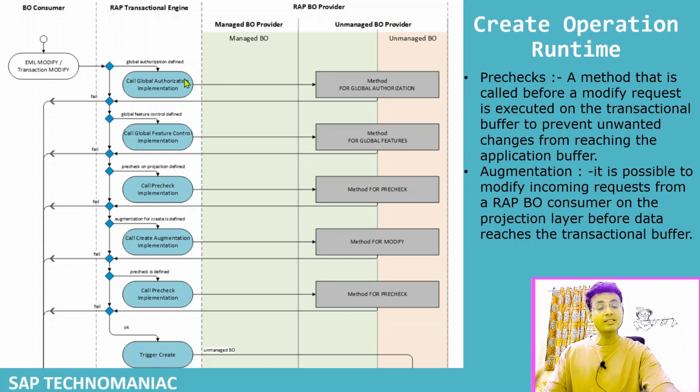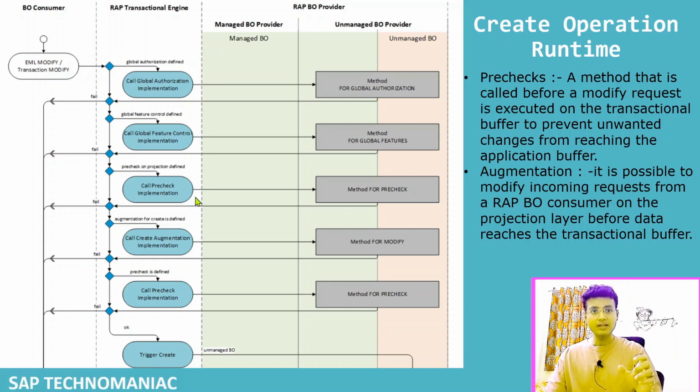The first method I showed you in the debug mode in the last video also. The first will trigger the authorization check. Here you can define any authorization. Second, if you define any global feature control, that will trigger. Feature control, we can enable and disable any operation using the feature control that I already explained in detail in my feature control video. And the next thing, it will do the pre-check at the projection layer.